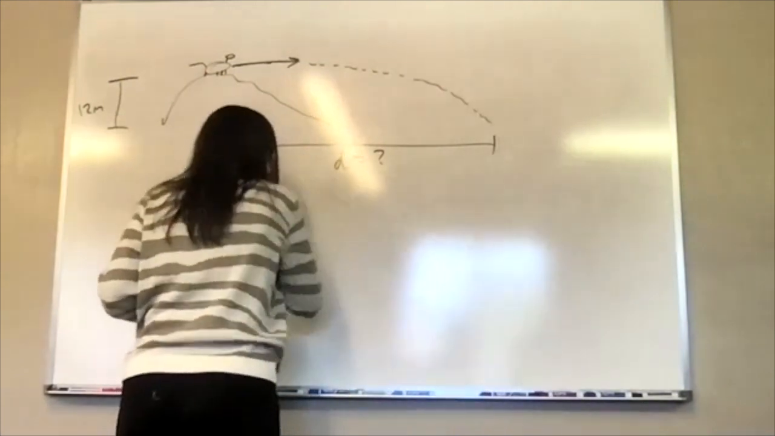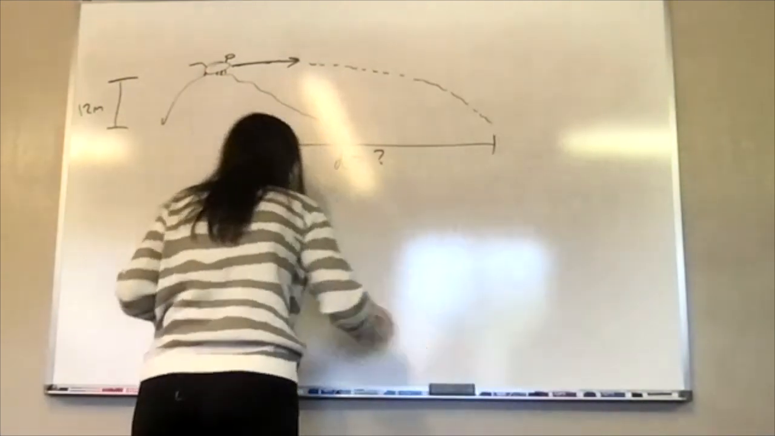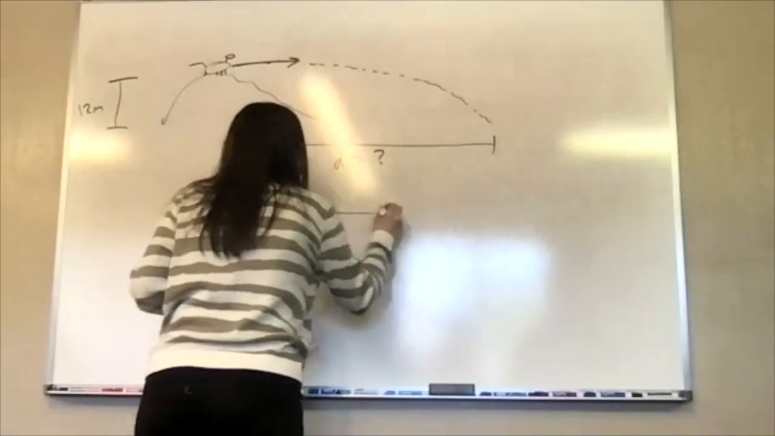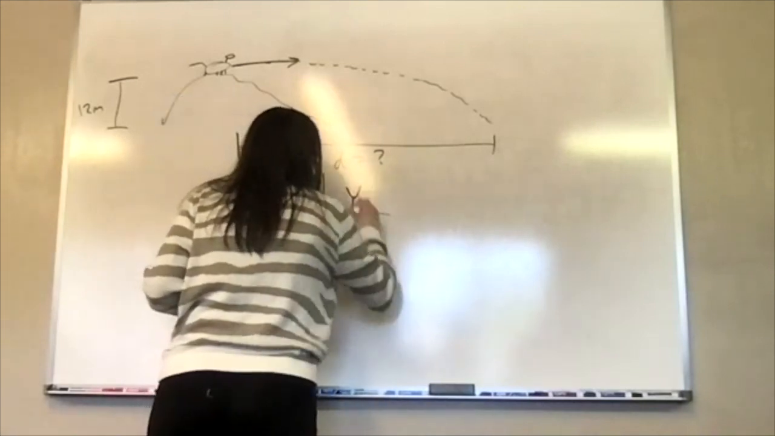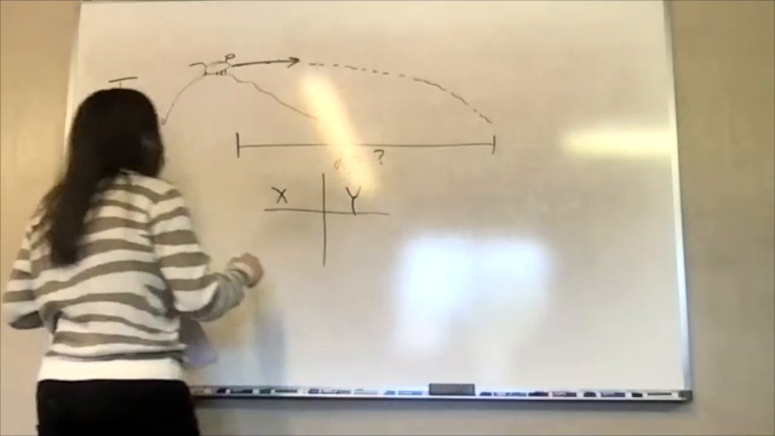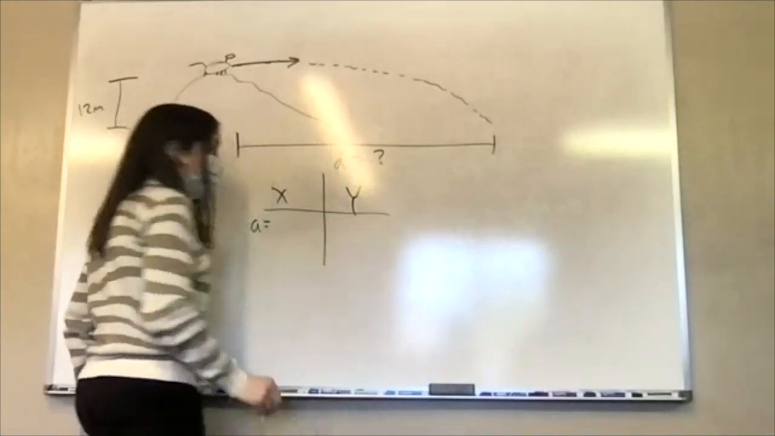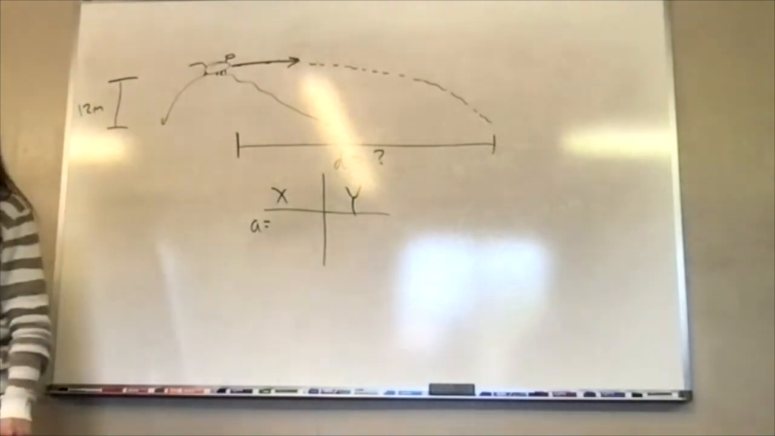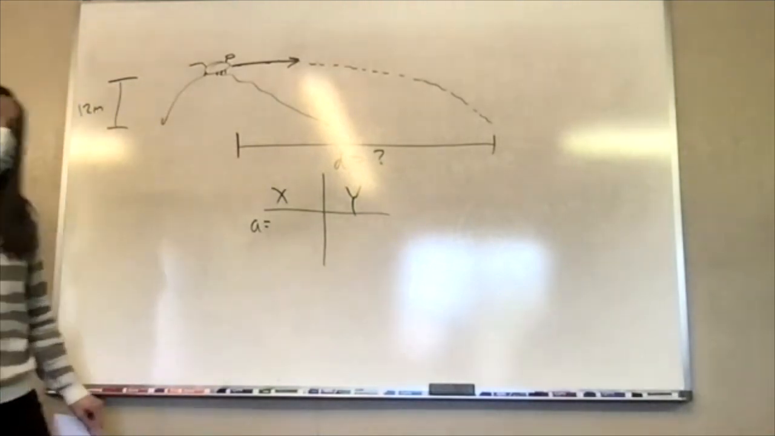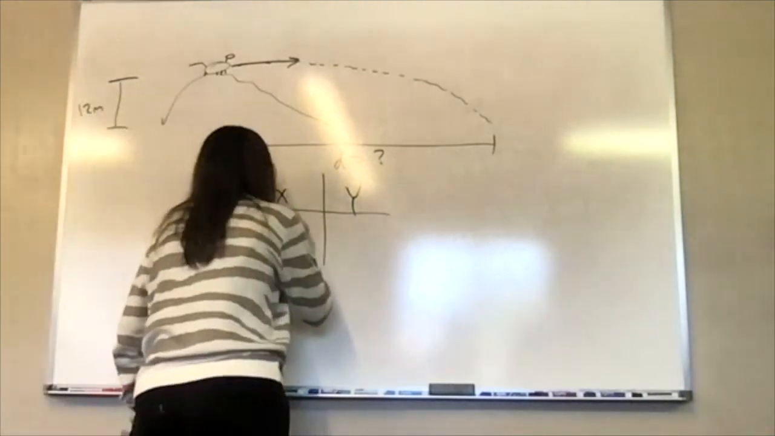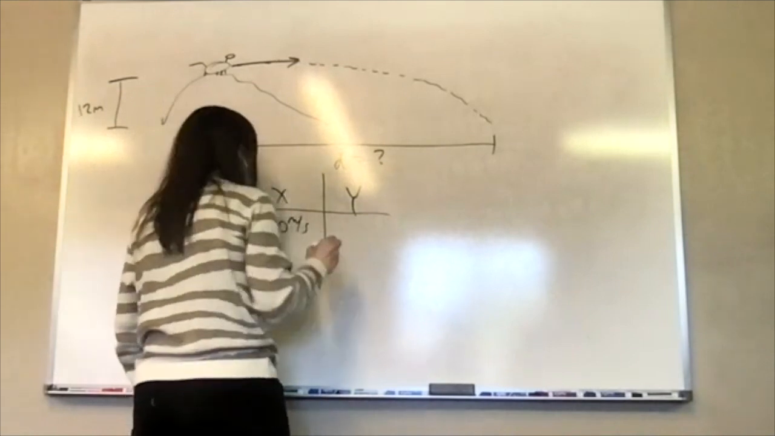So it helps again to think about it in terms of x and y and write all the things we know in each dimension. So we always know acceleration in both dimensions, no matter what, as long as they're in the air. Acceleration is 0 for the x dimension and 9.8 for the y dimension.